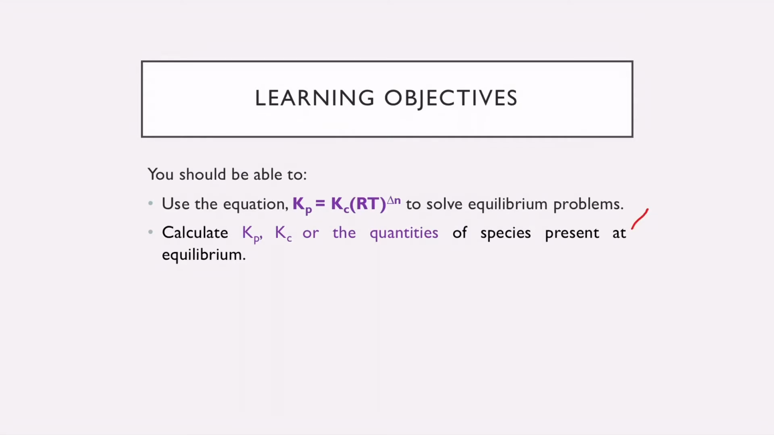We can either use the formula that we already have, or you have to use an ICE table. So what is an ICE table? We will see later how it looks like. Okay? So first we're going to see the relationship between Kc and Kp. So Kc and Kp are related by this equation. Okay? Kp equals Kc(RT)^Δn.